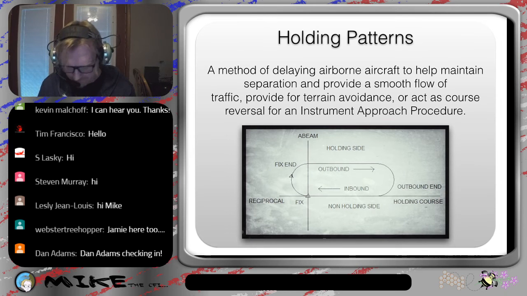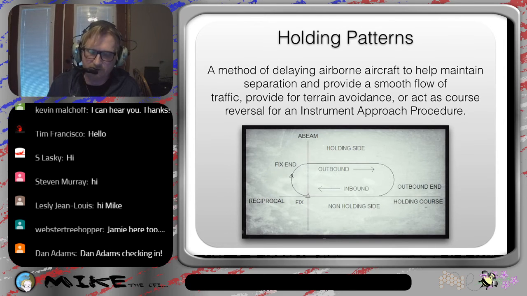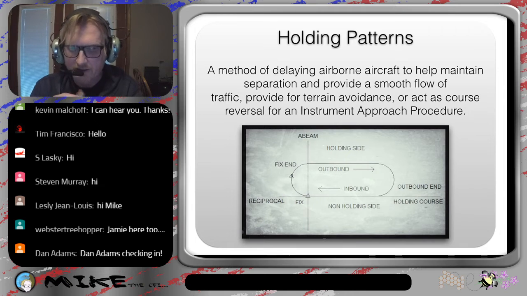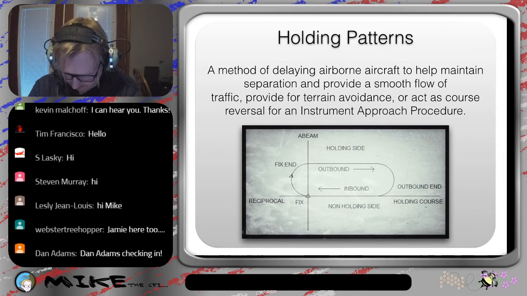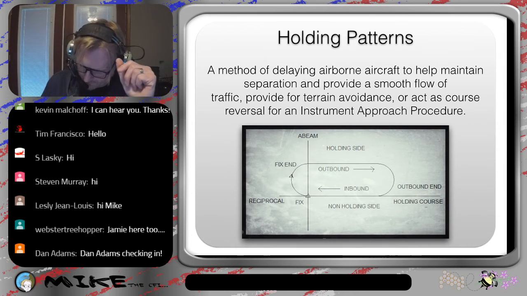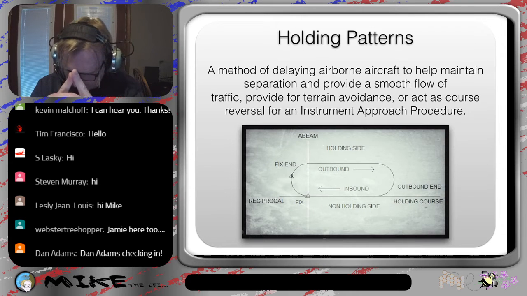Holding patterns are the bane of most IFR pilots' existence. We don't have to do them very often, thankfully, but we have to be ready to do them. And so it's good to know how and why they're used and how to reference the data we need to get the job done on a holding pattern.